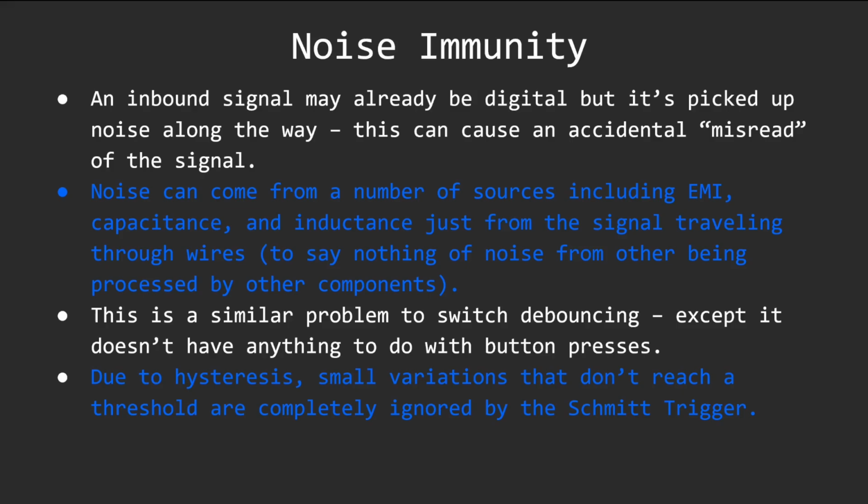Due to hysteresis, small variations won't reach that threshold, so they're just going to be completely ignored thanks to the Schmitt trigger.